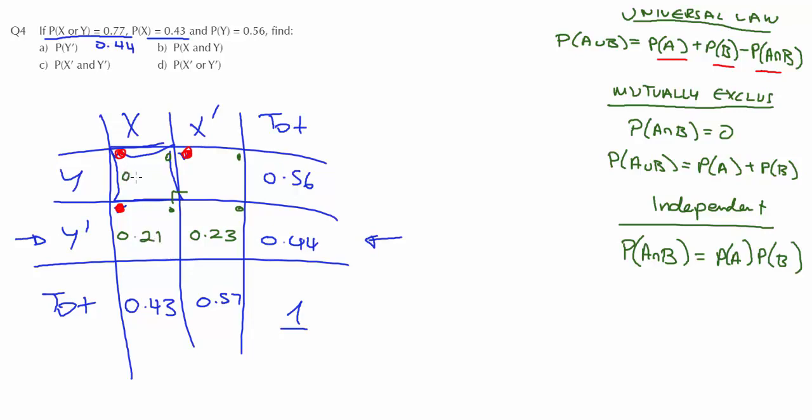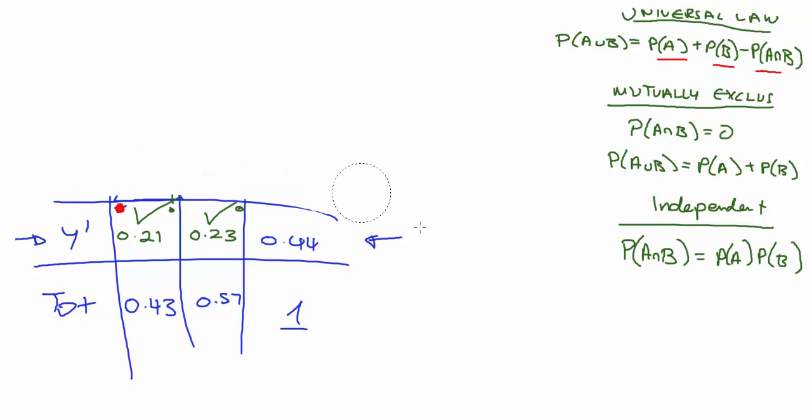21, 0.22, 0.34. Okay, so we got that. Probability of X and Y, that's 0.22. Probability of not X and not Y, 0.23. Not X or not Y, so we want that one. There's your two not X's, and that's your not Y. Okay, so everything but that. Yeah, that was nice.